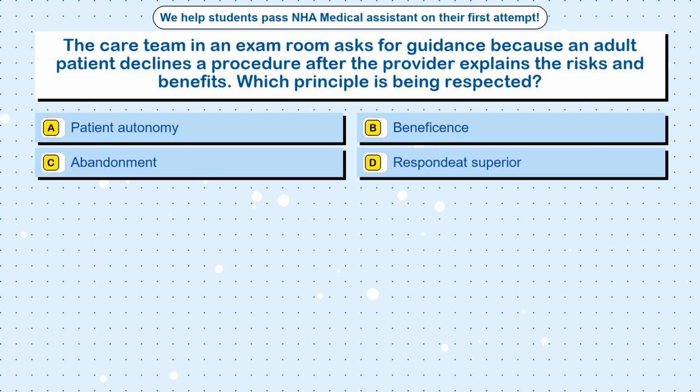Question 8. The care team in an exam room asks for guidance because an adult patient declines a procedure after the provider explains the risks and benefits. Which principle is being respected?